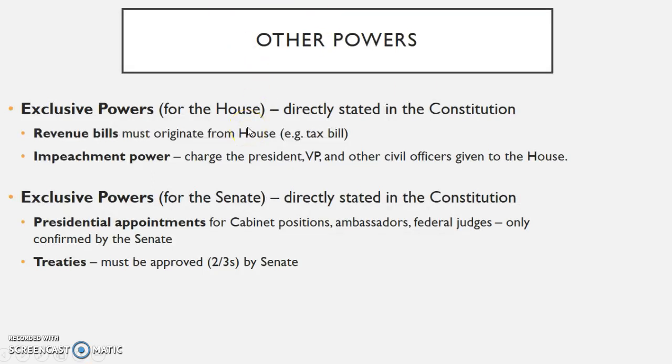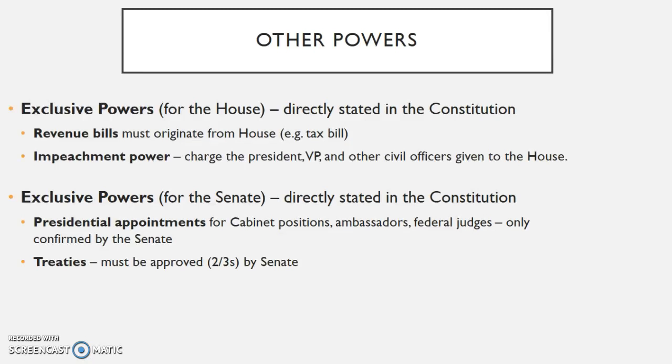Okay, moving away from that now, other powers of Congress, now specifically the House. We do know that our Congress is bicameral, meaning we have a House and we have a Senate. And in the House, they do have exclusive powers that are directly stated in the Constitution that are given specifically only to the House of Representatives. And in this case, all revenue bills must originate from the House. Remember, the House is supposed to be most responsive to the people. And when it dealt with issues of taxation, that's where you see it.